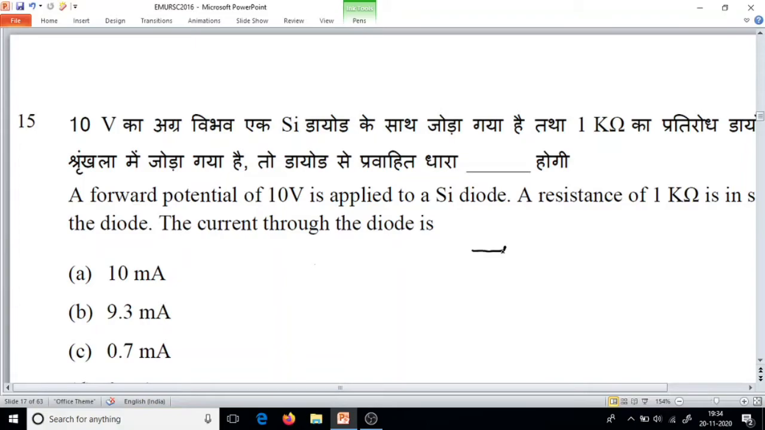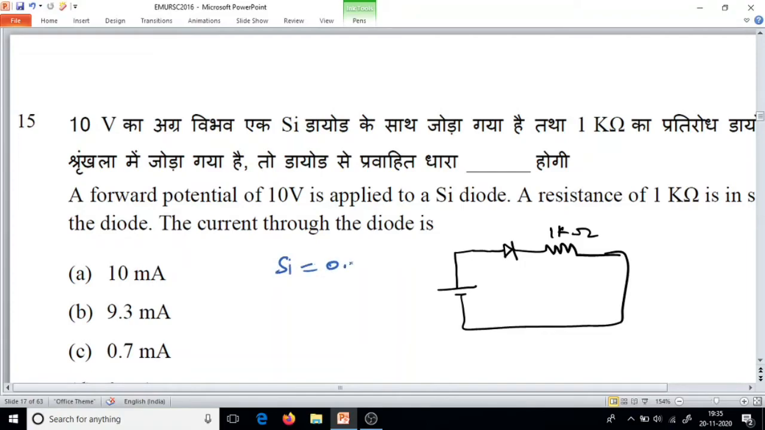there is a diode, also a resistor of 1 kilo ohm in series with the diode, and that is powered by a 10 volt supply. This is the circuit. And also he is telling it is a silicon diode. For silicon diode, there's a voltage drop of 0.7 volt.